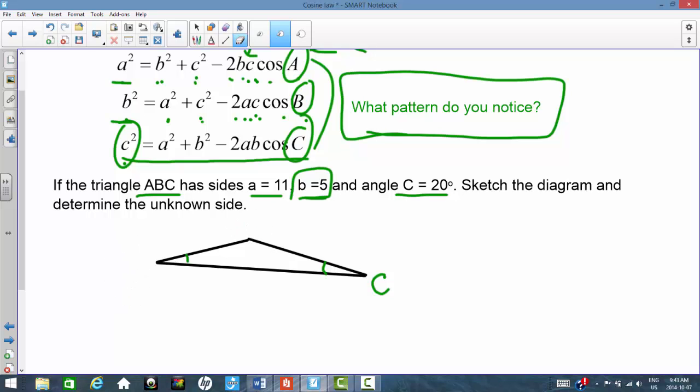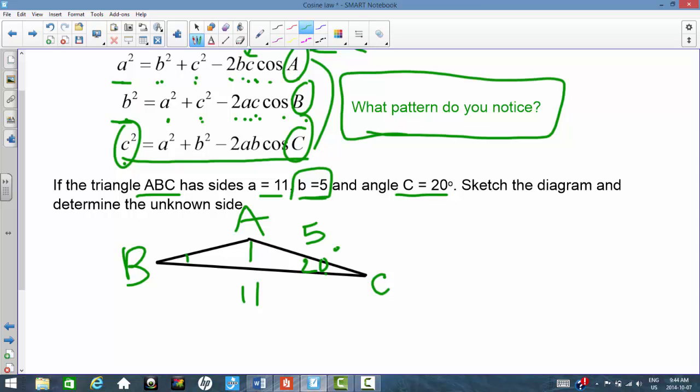When you're drawing it out, you're just going to be given the information and you have to draw it. So let's take this one as A, and then this one is B, and then C. So this is 20 degrees. Let me write that so it's a little clearer. B is 5. A, which is across from here, is 11. And the angle C is 20. So I've written all the information that I have in there.